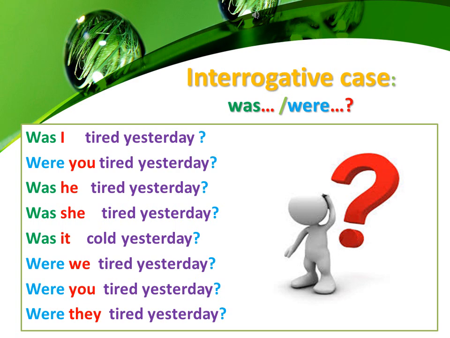Now the third case is the interrogative case. The interrogative case starts with was or were. We always start with was or were. For example, was I tired yesterday? Were you tired yesterday? Was he tired yesterday? Was she tired yesterday? Was it cold yesterday? Were we tired yesterday? Were you tired yesterday? Were they tired yesterday?